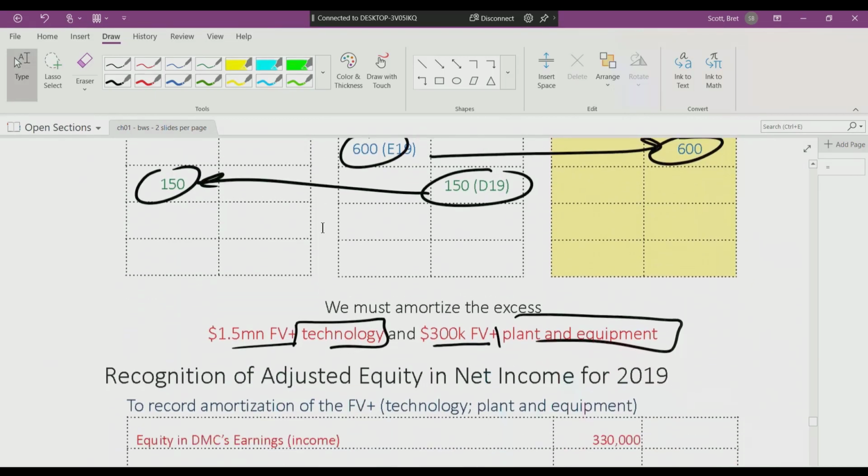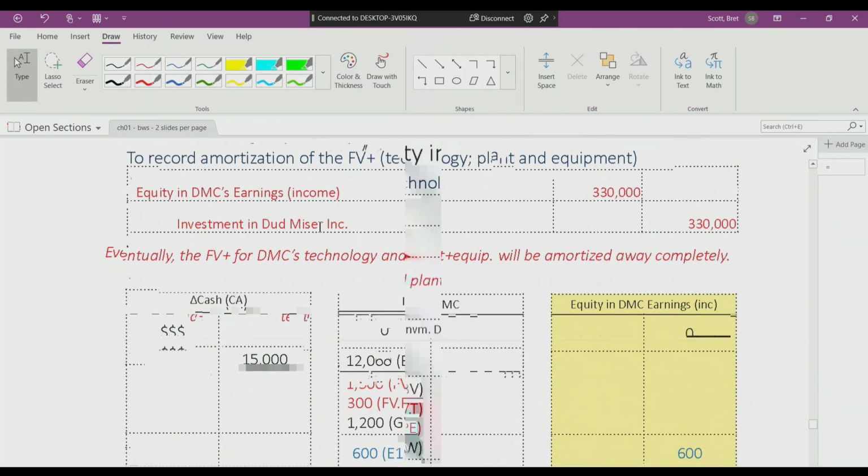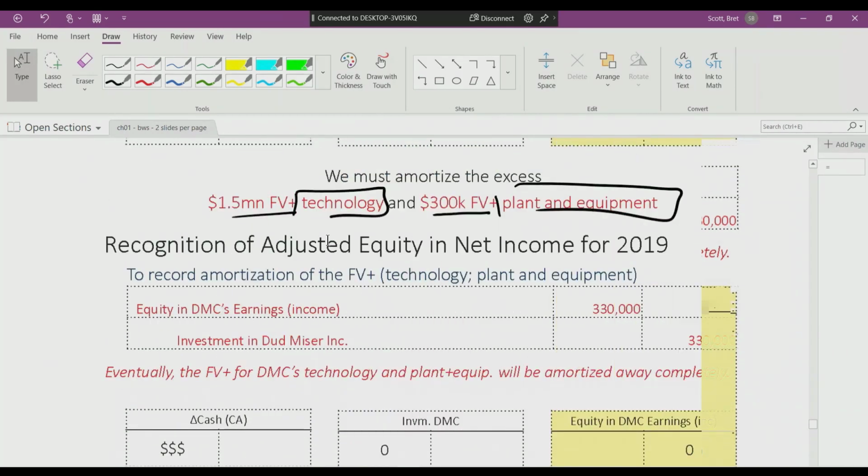So how do I do that? Well, recall, let me back this up here, that the 1.5 million fair value technology had, I believe, a 5-year life, right?